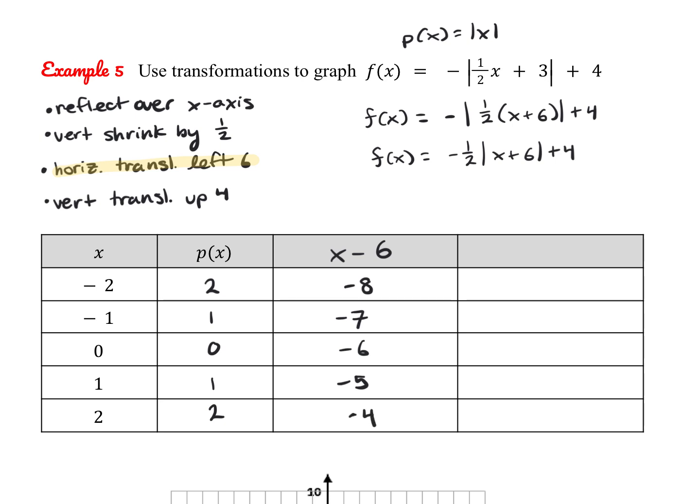And then we have 3 vertical transformations, a reflection over the x-axis, and a vertical shrink. So those will just be multiplied. So -1/2 times our y value. And then we would shift it up 4. So we're going to add 4 to it from there. And then we'll just go through with all of our values.